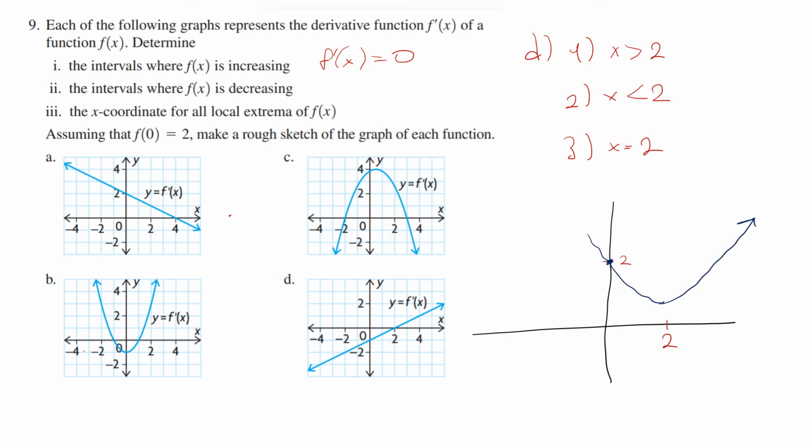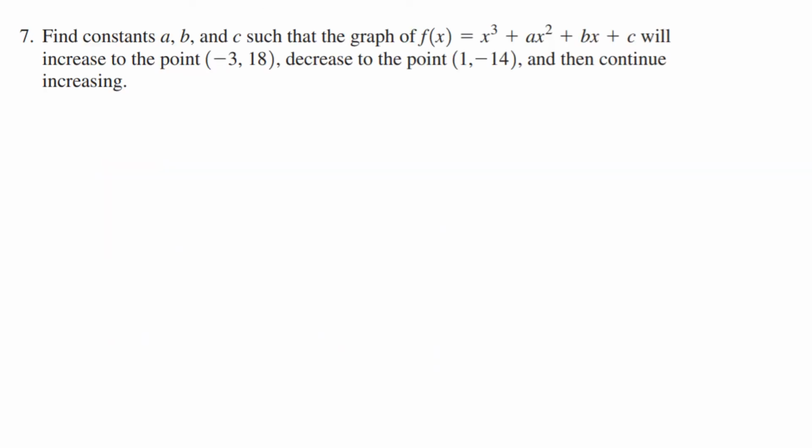And this is the answer for section D. In this question it says, find constants a, b, and c such that the graph of f(x) will increase to the point (-3, 18), decrease to the point (1, -14), and then continue increasing. So the first thing I realize is what it wants from me is to find the constants a, b, and c. And the function given is right over here.